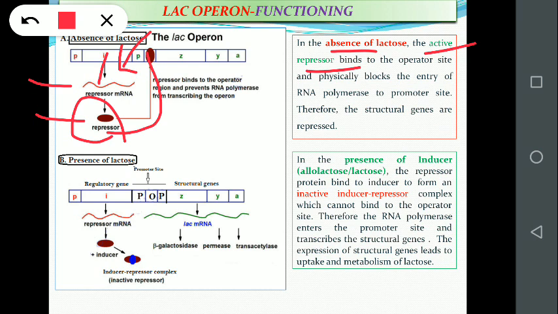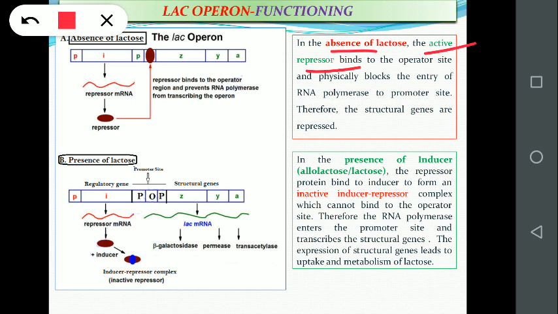So if there is no RNA polymerase, then there is no transcription of structural genes, and ultimately no translation, and no proteins will be produced, because we don't need the structural gene products because the lactose is absent. Okay, so now the second situation is the presence of lactose.